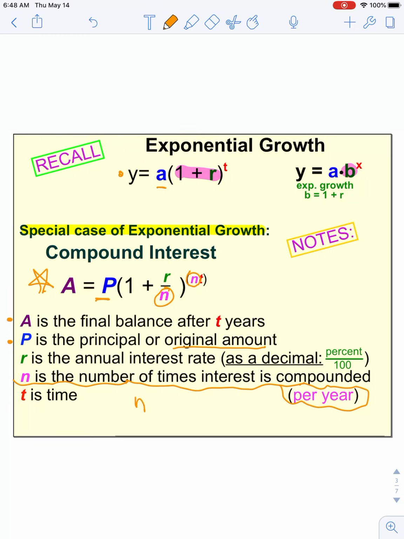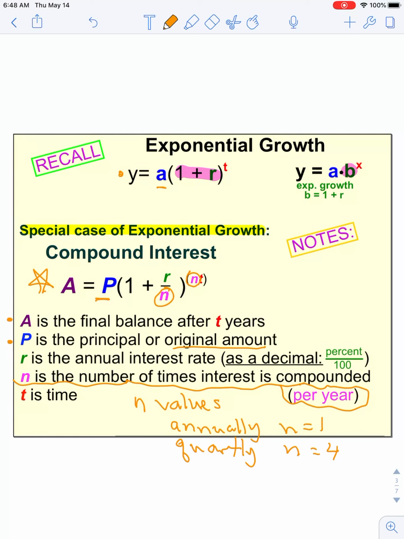And so you have to know what are your N values, okay? So if it says that it's compounded annually, that would mean once per year. So then n equals 1, okay? If it's quarterly, think about a quarter. There's 4 quarters in a dollar, 4 quarters in a football game. So now our n is 4. So you would put a 4 in for n.